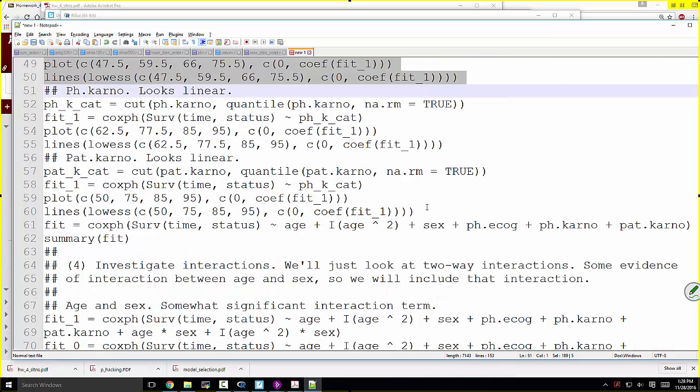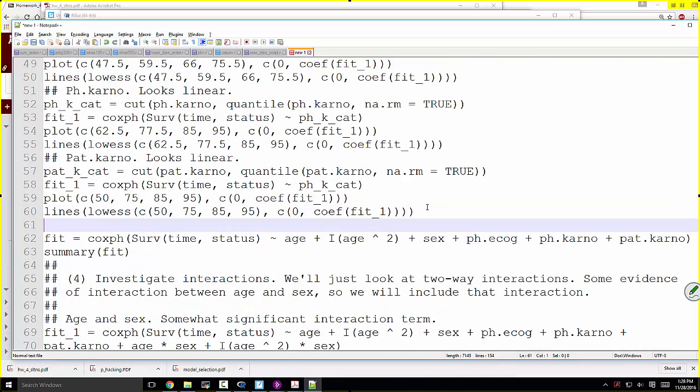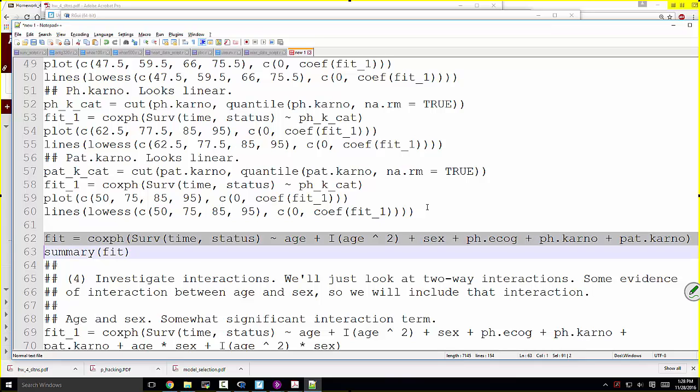Down below, here is my current model. Meal calories and weight loss are gone. Everything else is in there. The only change that we've made to the preliminary or initial multivariate model is to allow age to be squared.